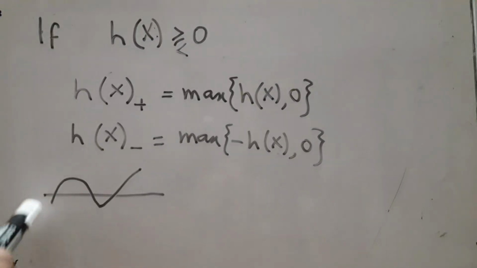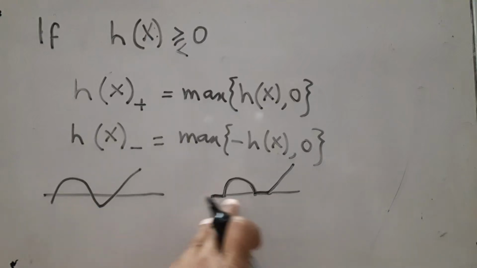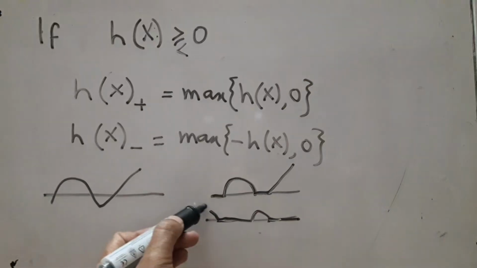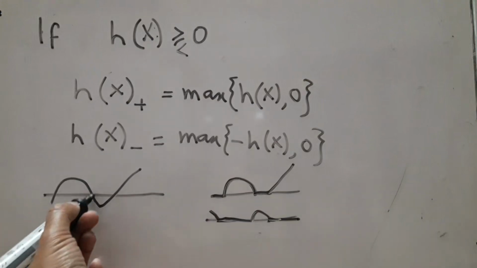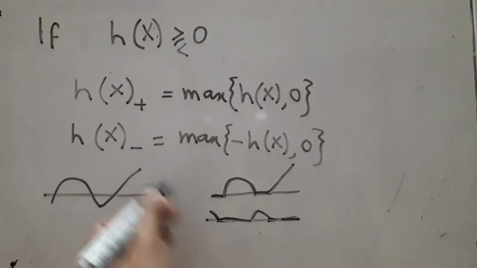For example, if this is h(x), in that case h plus is only the positive thing. Whenever it is negative, I am flattening it out into 0. And h minus is, whenever it is negative, I am folding it upstairs. So this part becomes this. Whenever it is positive, I am flattening it out. Again here I have negative, so I have folded it up. And whenever it is positive, I am making it 0.